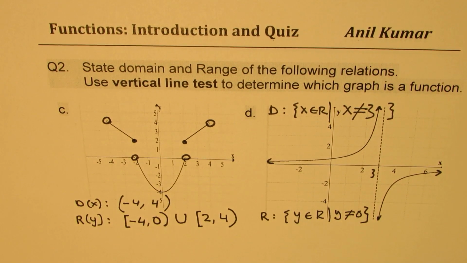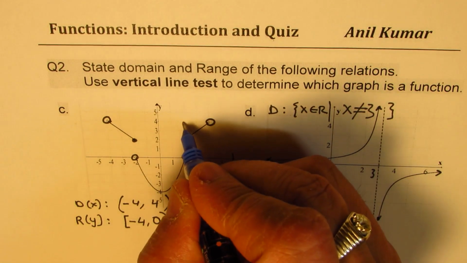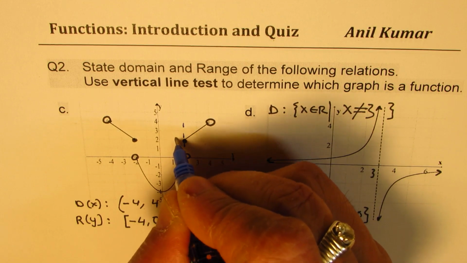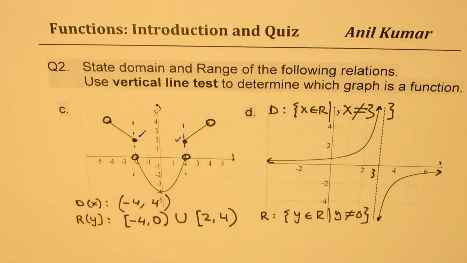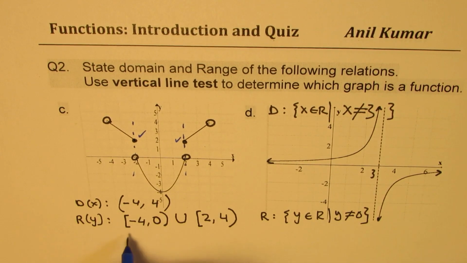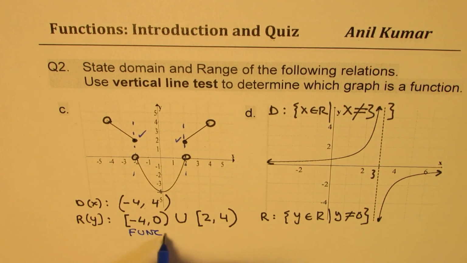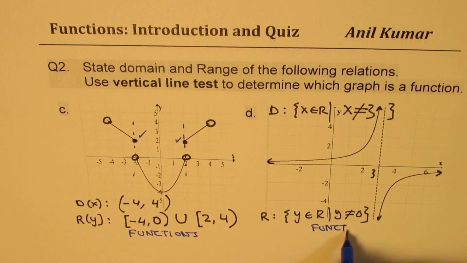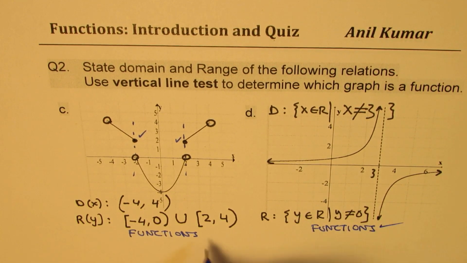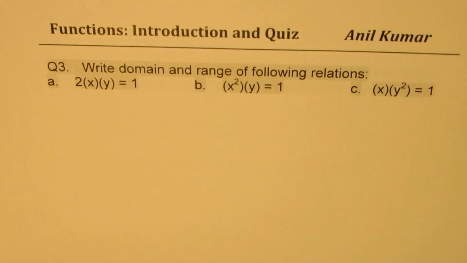Is that clear? Now in both, if I draw a vertical line, here also, it only intersects at one point, which is this one. Here also, it only intersects at one point. So both are functions, correct? So these are functions. Is that clear? Both are functions, correct? So let's move on and take the next question now.